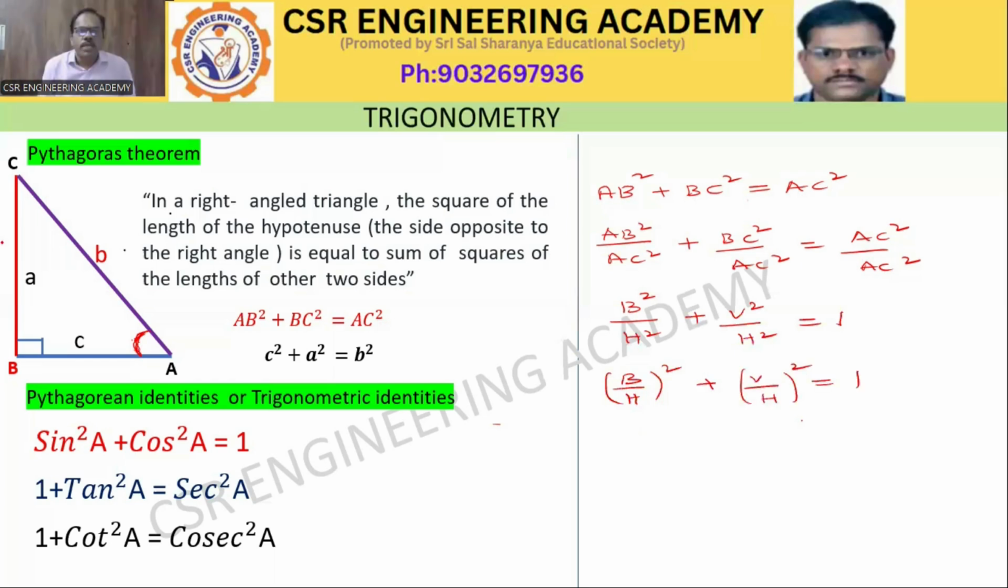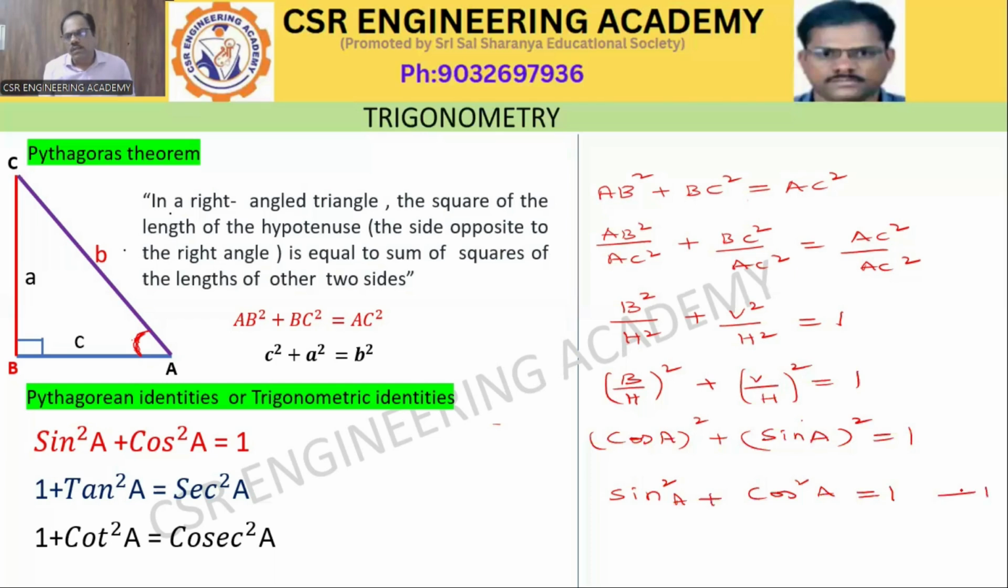So base by hypotenuse, that is cos A, whole square, plus vertical side by hypotenuse, that is sin A, whole square, is equal to 1. Rearranging terms, sin A whole square, that is sin square A, plus cos A whole square, that is cos square A, is equal to 1. Equation 1, first identity, hence proved.